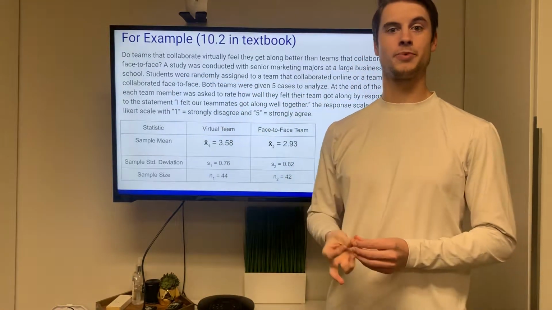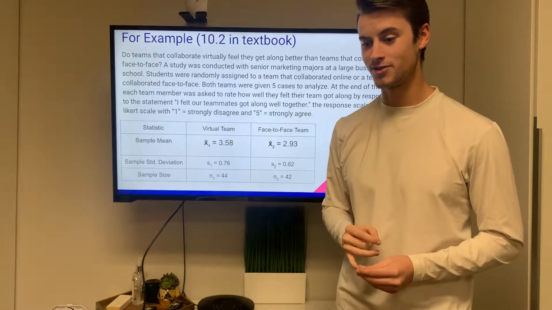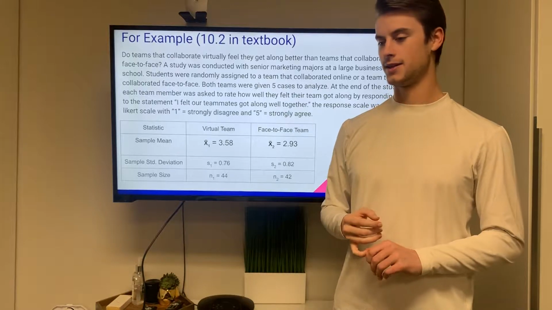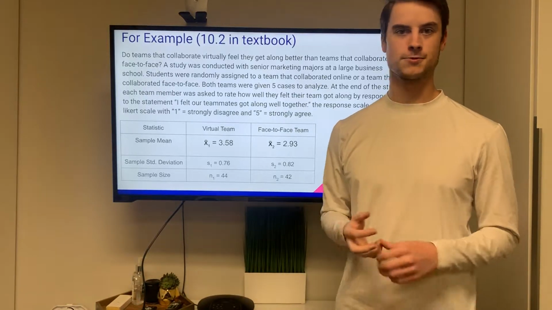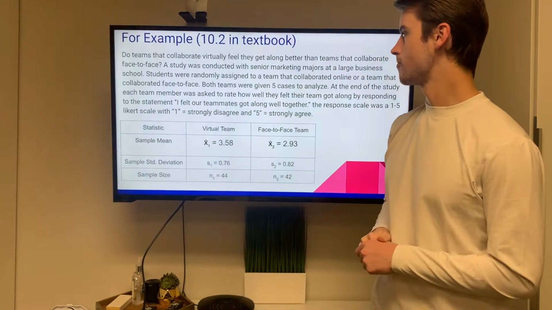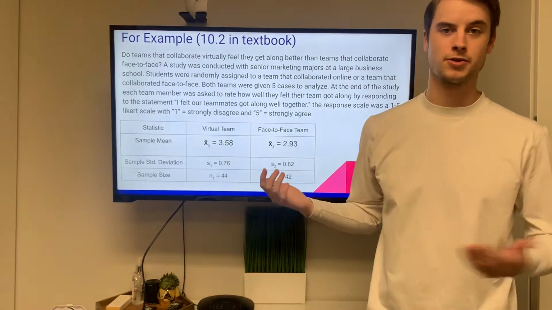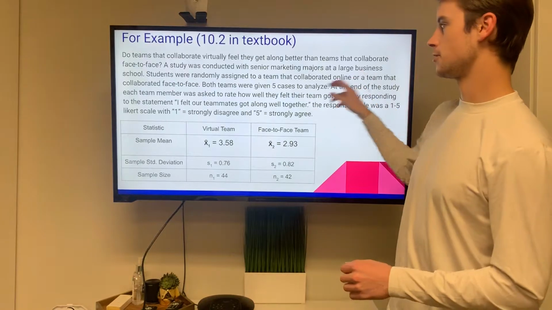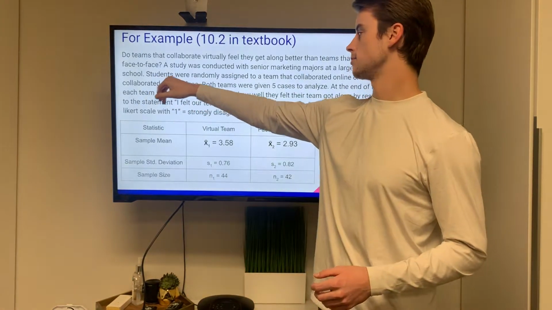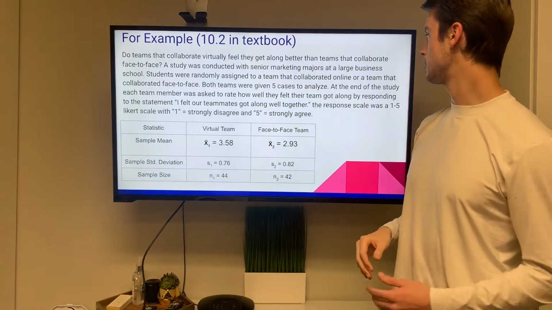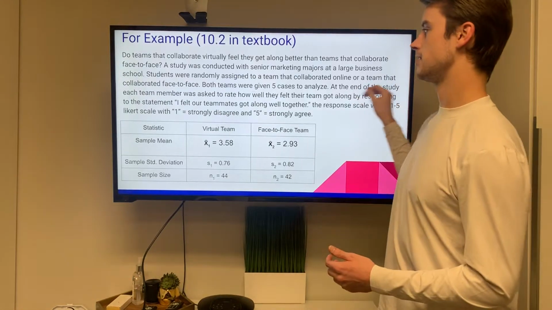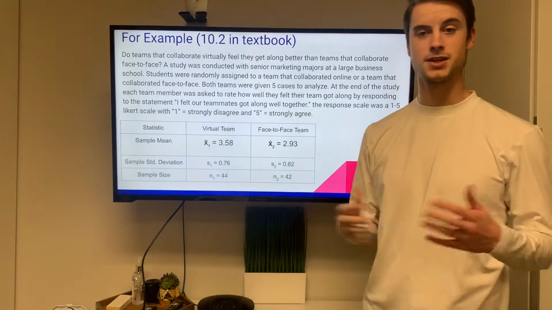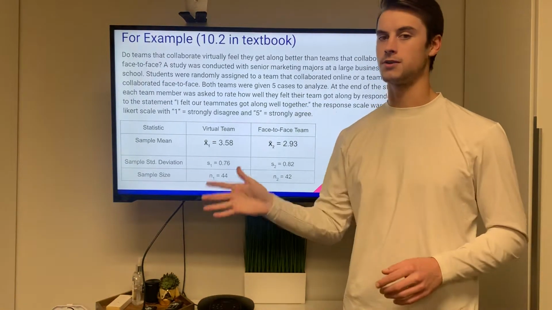At work, I deal with people face-to-face, but the majority of people I deal with are virtual, online, over the phone, Skype, Microsoft Teams, whatever it is, okay? So, this is actually a pretty cool question to pose. A study was conducted with senior marketing majors at a large business school, and students were randomly assigned to a team that collaborated online or a team that collaborated face-to-face, right? So this basically split teams up. One communicated virtually, one communicated face-to-face.